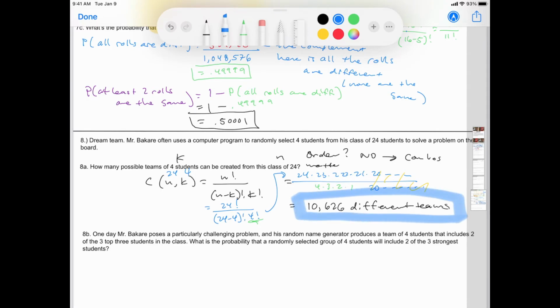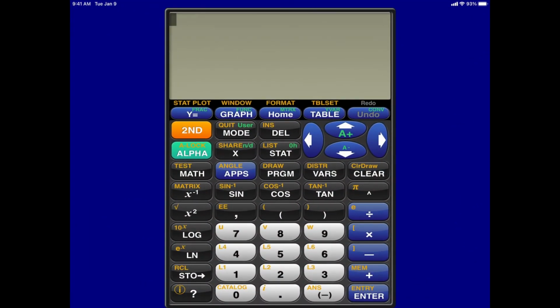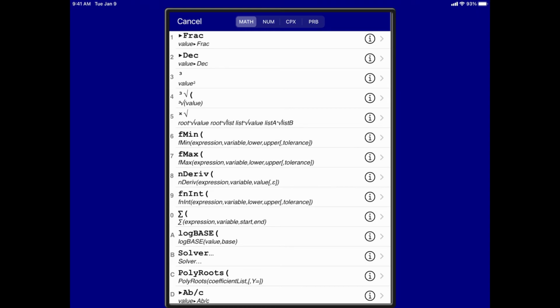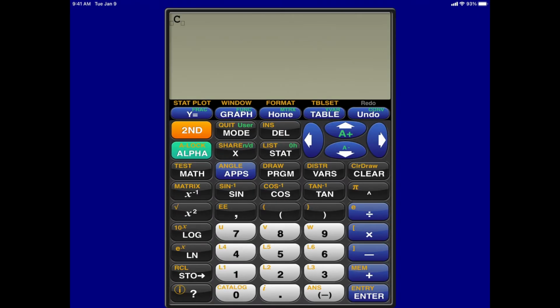Okay, let's go ahead and look at the calculator. Math, probability, which is the 4th one, so go over. Number 3, 24 choose 4. 10,626.